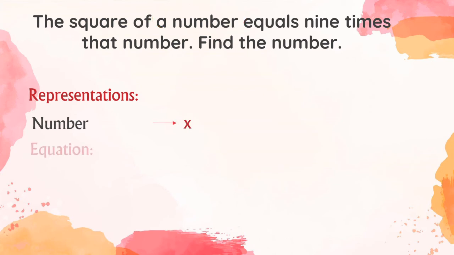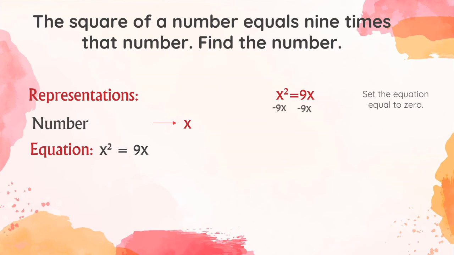Then for the equation, the square of a number, edi x squared equals 9 times that number, edi 9x. Then let us set the equation equal to 0. X squared equals 9x. Let us add negative 9x to make the right side 0. The equation becomes x squared minus 9x equals 0. This can be factored through greatest common monomial factor. The GCF is x. So x squared minus 9x is factored as x times the quantity x minus 9.